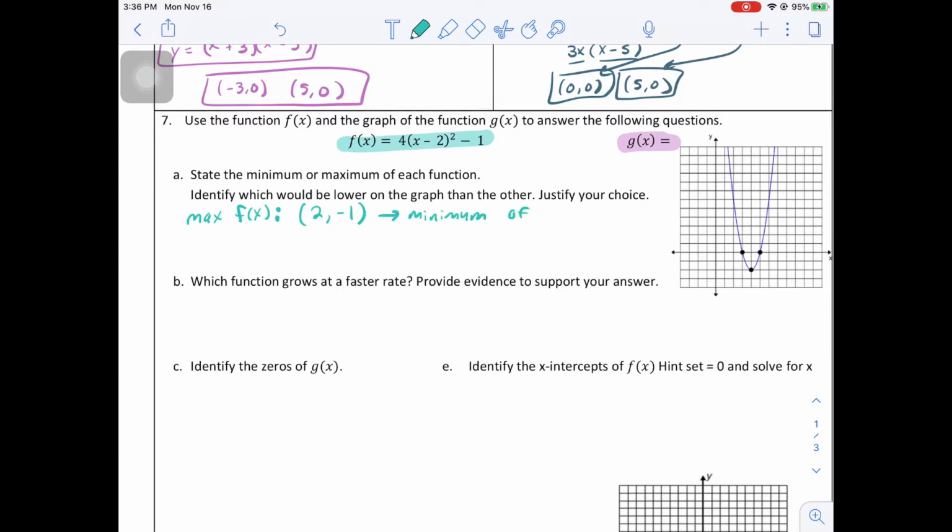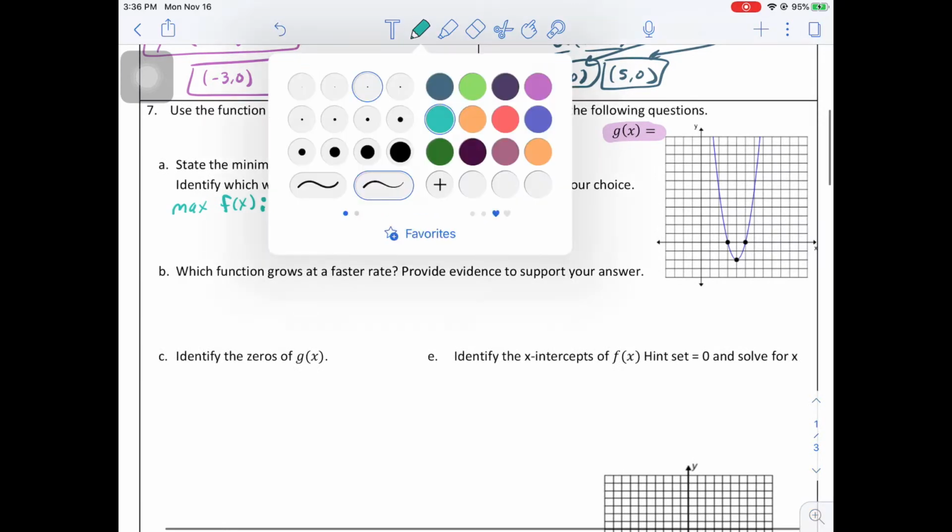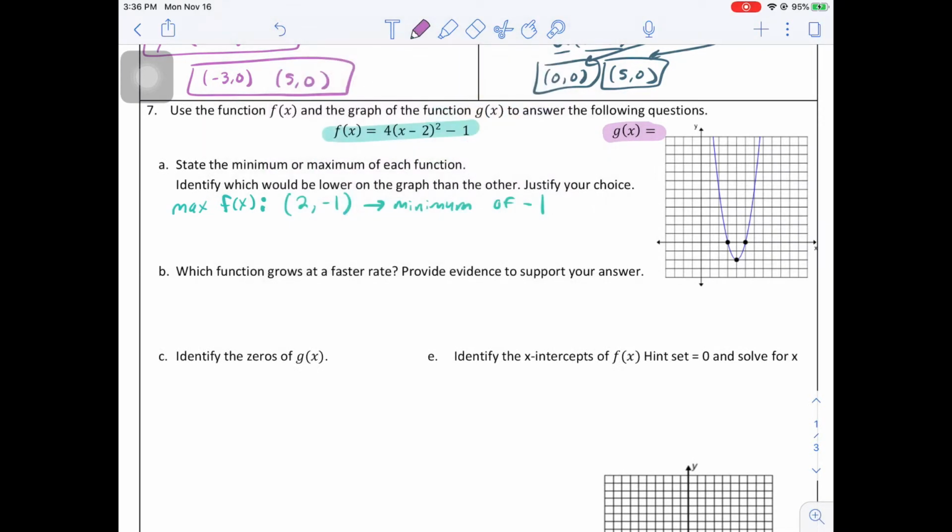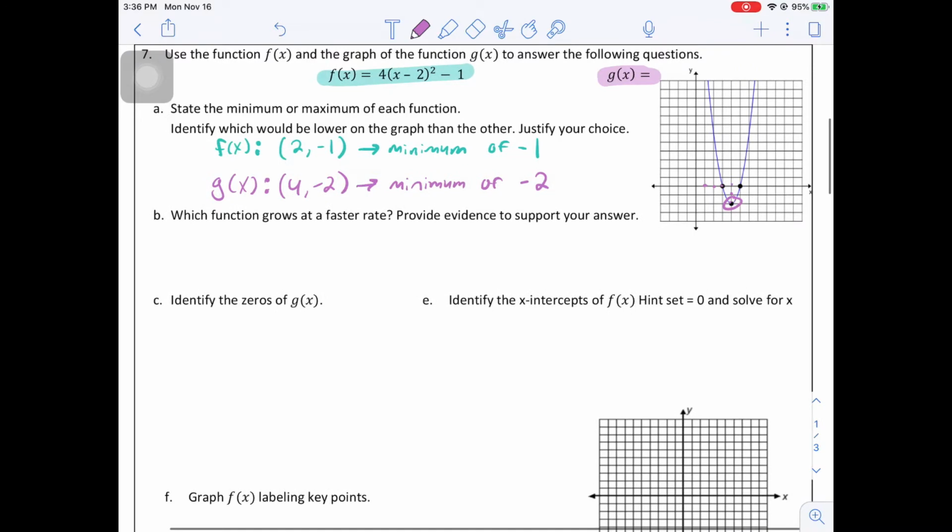So f of x has a minimum of negative 1, while our other function, g of x, has a vertex at 1, 2, 3, 4, negative 2. So that's 4, negative 2. So it also has a minimum of negative 2. They're both minimums because the a value is positive here, and because we're opening up, that's also a positive a value.